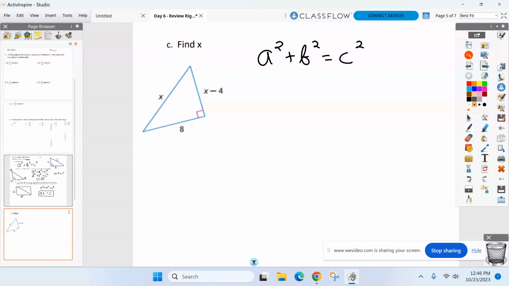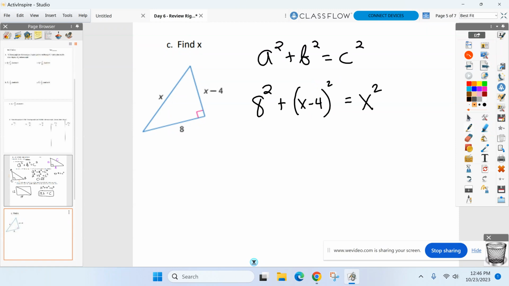Where are my 2 legs in this diagram? X. So I'll stick with 8 squared, and then plus x minus 4 all squared. Make sure you're squaring the whole thing and not the 4. Equals, what's my hypotenuse across from the right angle? X squared, right? And I'd love to tell you we need to go further, but we don't.